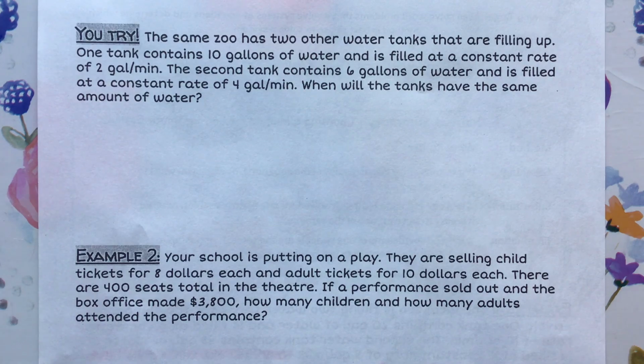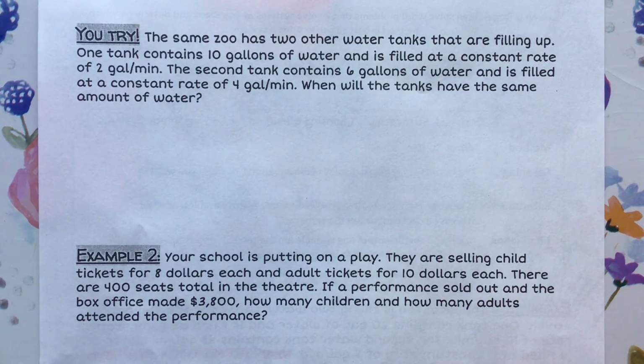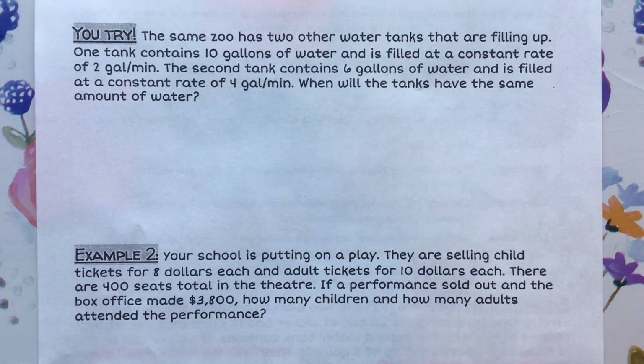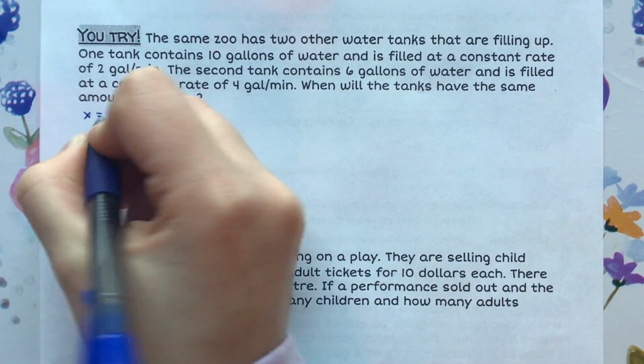It says the same zoo has 2 other water tanks that are filling up. One tank contains 10 gallons of water and is filled at a constant rate of 2 gallons per minute. The second tank contains 6 gallons of water and is filled at a constant rate of 4 gallons per minute. When will the tanks have the same amount of water? So we want to identify our variables again, and they're going to be the same as the last problem because this is modeled after the same thing.